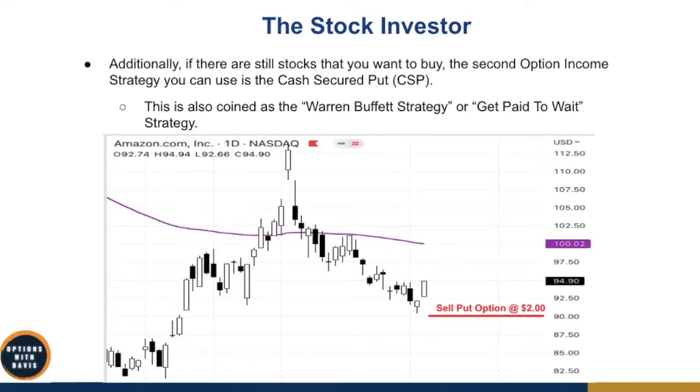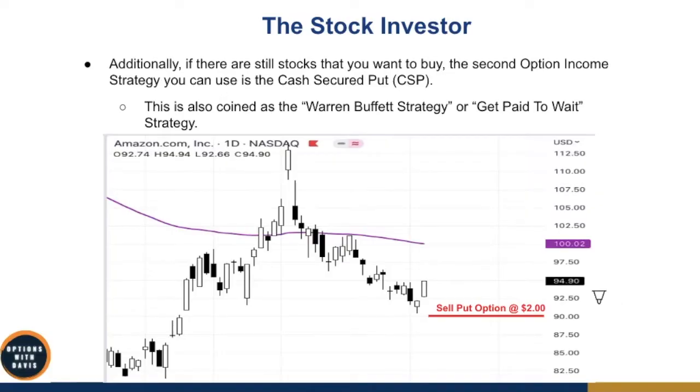So what is the cash secured put? This is also coined as the Warren Buffett strategy. Some people like to call it the Warren Buffett strategy or the get paid to wait strategy. And the reason it's called the Warren Buffett strategy is because Warren Buffett has actually used this to get into certain stocks that he actually wants to own for the long term.